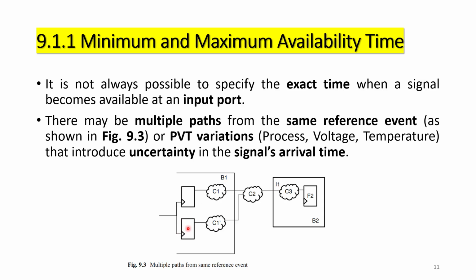And another thing is from this flop, it will have a delay of C1 complement followed by C2, and then data will be available. So in order to get this particular data, we are having two different paths. One is from this one, C1 C2, another is from this flop, C1 prime, C1 complement or else C2. So it is having two paths. That's why it is called multi-path from same reference point. Why same reference point? Because here these two flops are getting triggered by one clock. So that's why it is called multi-paths from same reference event.